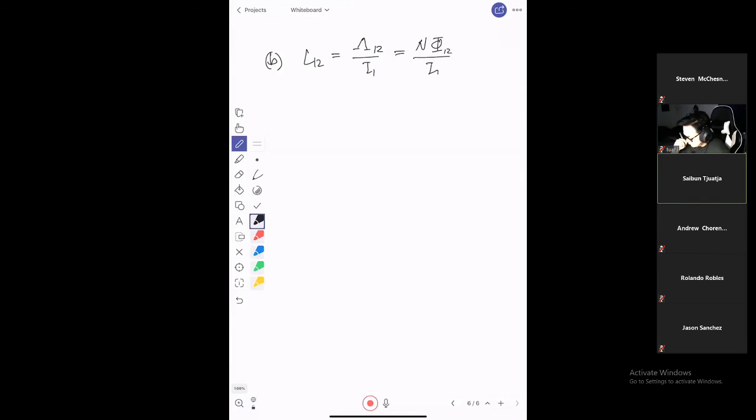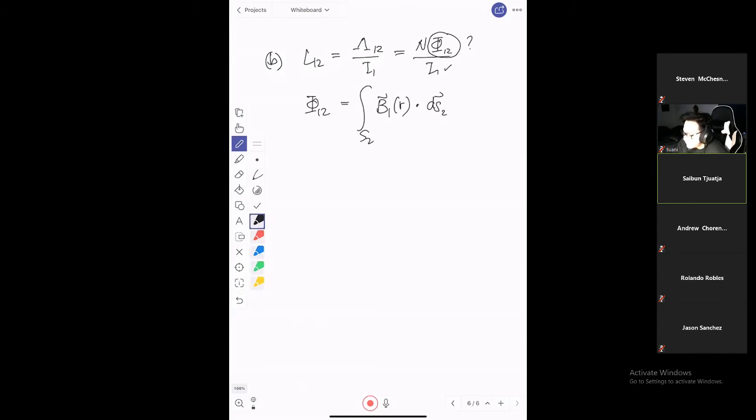In order to do that, this is given. We need to just simply find out what this is. So phi 1, 2 is basically equal to the integral over surface 2 of B1, which of course is a function of distance, dot with ds2, basically.